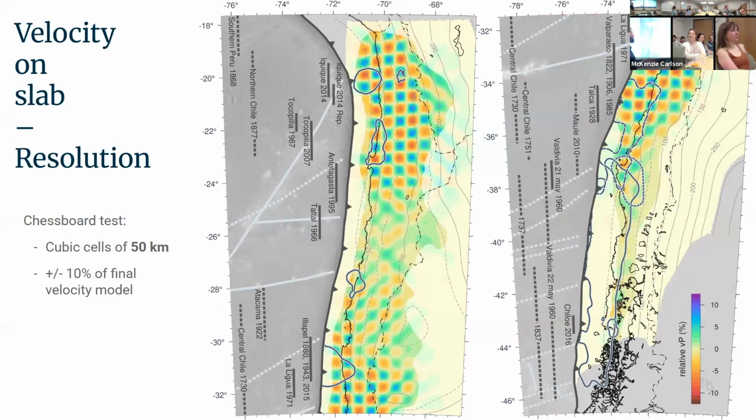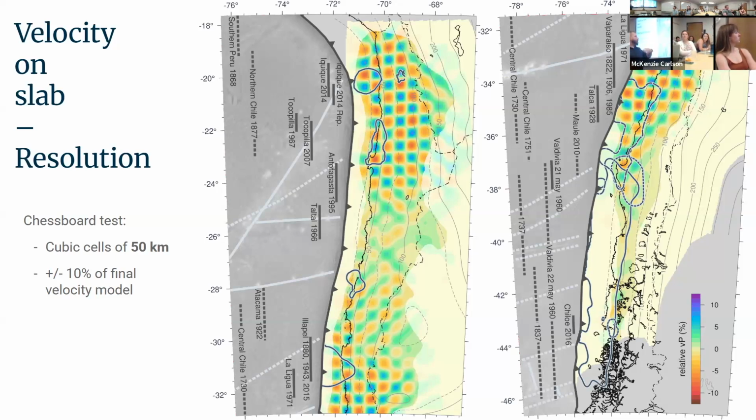So this is basically a checkerboard test. What we are seeing here is not a flat map, it's actually the velocity field on the slab surface I just showed you before. We took the model, we interpolated on the slab, and we are looking at the resolution we get on the slab surface. So these are 50-kilometer cells. It's very coherent with the map of the rays I showed you before. Good resolution in the north, good resolution in central Chile, no seismicity in the south, so yeah, it's expected.